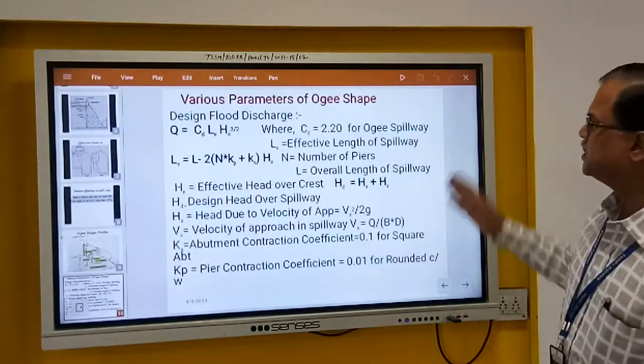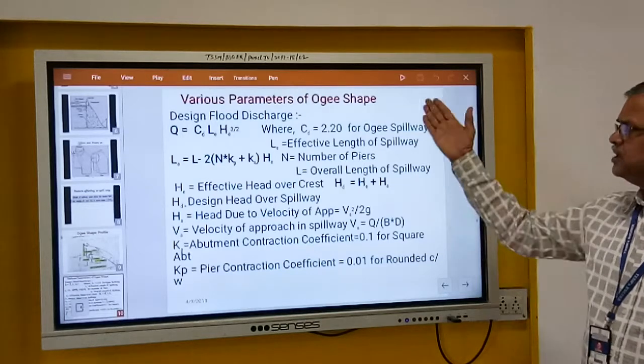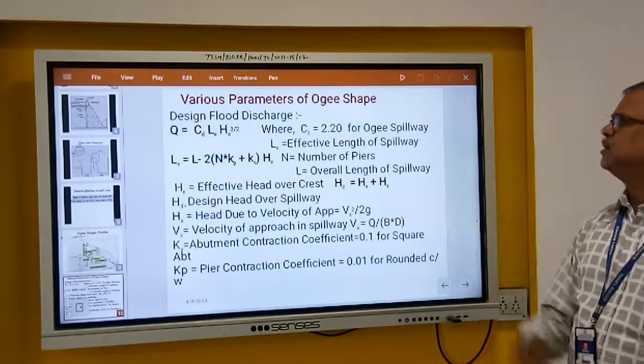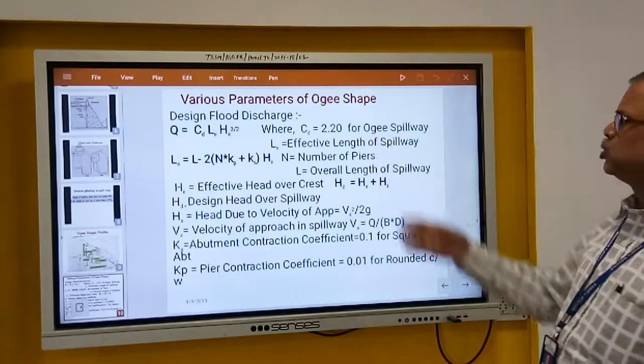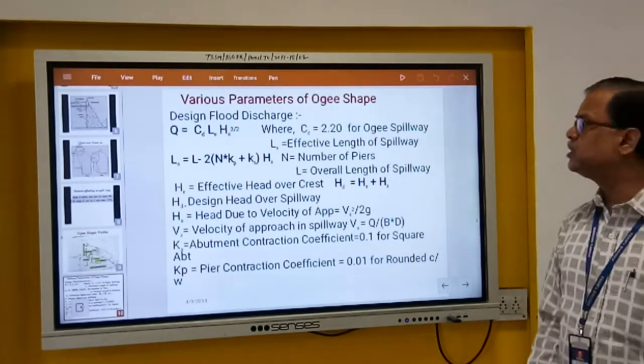Various parameters: first we have to consider the design flood. The formula for the flow over an Ogee spillway is Q equal to Cd Le He to the power 3 by 2.